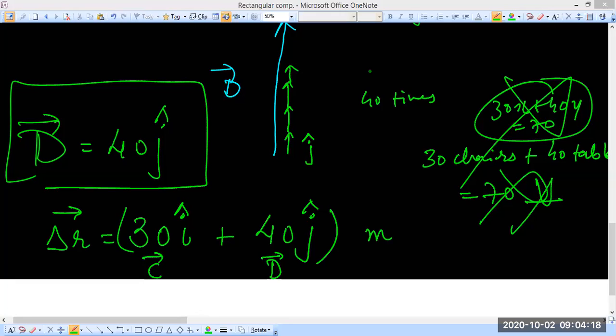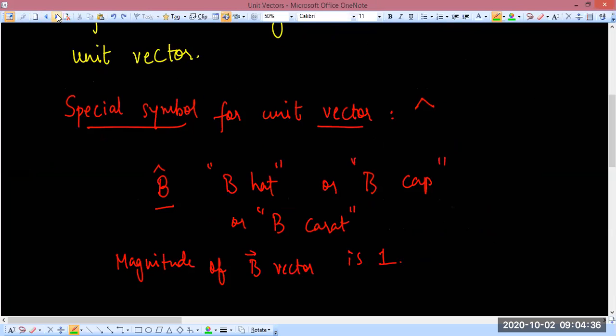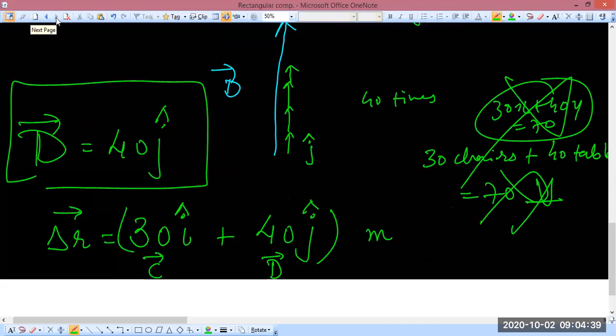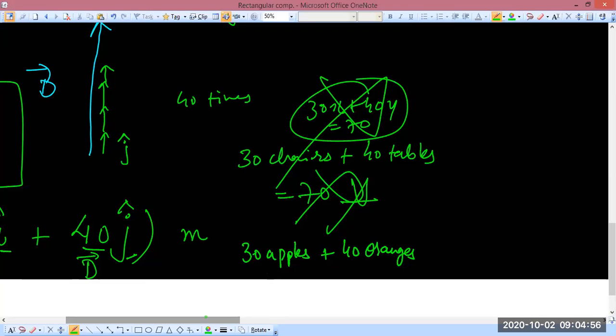Can we divide both of them by 10? Why? On your own, you cannot divide anything, right? If you divide, the meaning will change. You can take 10 common. You can't add this, of course, because they are unlike terms. You cannot add them because this is 30 i caret and this is 40 j caret. They're different, right? It's just like 30 apples plus 40 oranges is not 70 of anything.